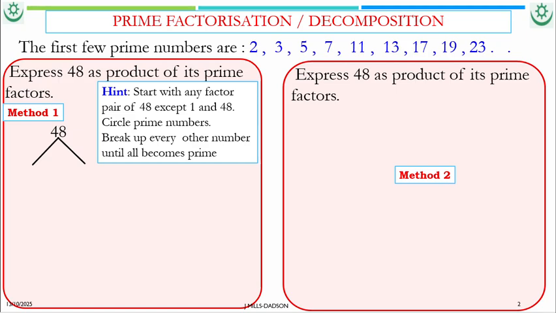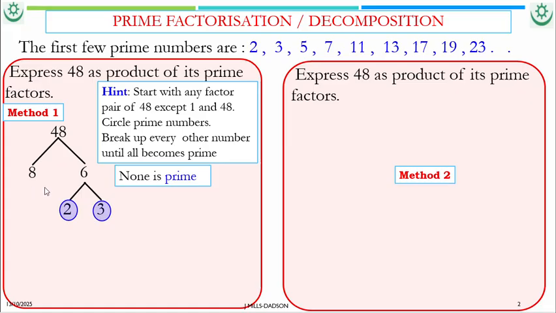That's the first method. So somebody can start with 8 times 6 and realize that neither is a prime number according to the list we have here. So each of them has to be broken down again. Let's look at 8 and 6 and break them down to factors. 6, the only possible way is 3 and 2. And you realize that these two numbers are prime, so we circle them.